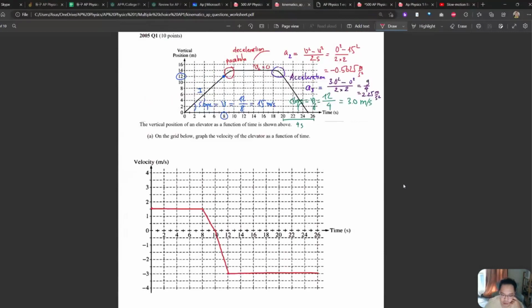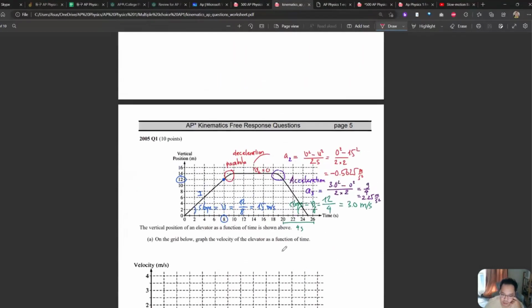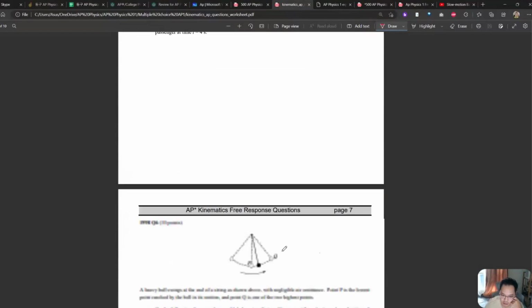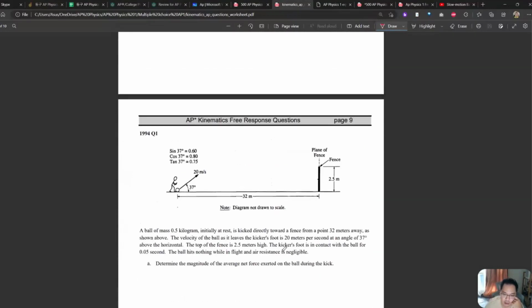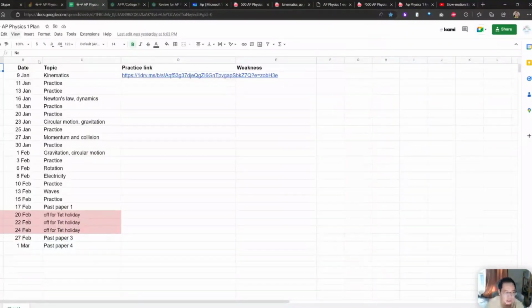I will send you the recommendation for the practice questions, including multiple choice and free response. For the free response, I will type the assignment on Kakao Talk and also on this learning plan. We have very limited time to cover all the topics, so you need to practice yourself a lot.